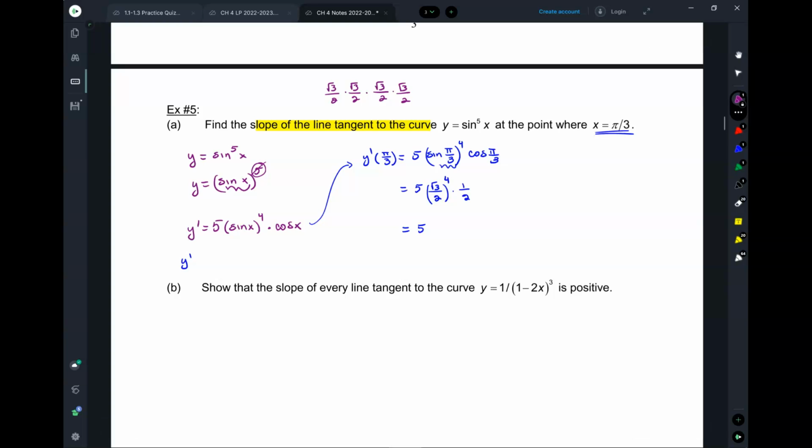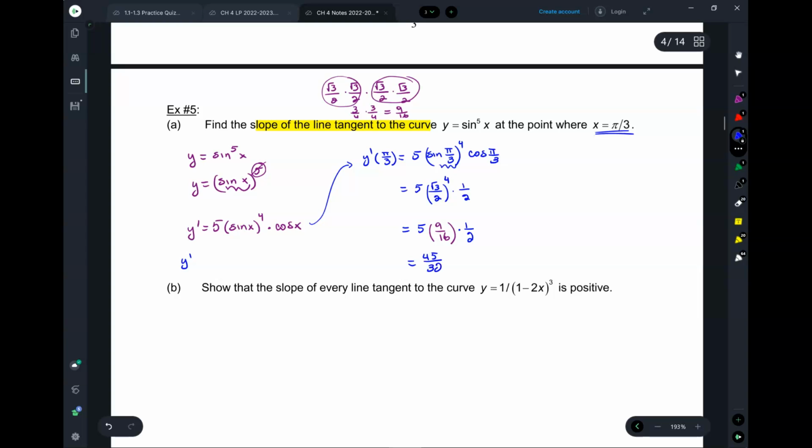So, how much is this? Root 3 times root 3, 3 over 4. Root 3 times root 3, that's another 3 over 4, 9 over 16. So here, this is 9 over 16 times a half. All right, that's going to be 45 over 32. What is this? Slope. Okay, I have a slope.